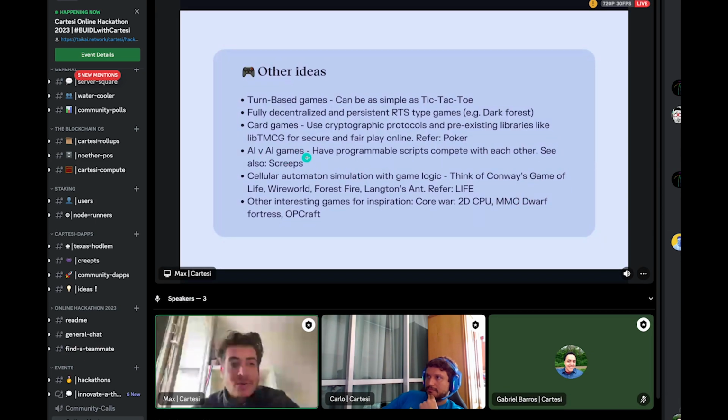AI versus AI games is what we just discussed with Ultra Chess. Stuff like cellular automata, simulations with game logic like Game of Life, Wireworld, Forest Fire, etc. And then there are other inspirations like Core War, a 2D CPU, some old school games that, given Cartesi's programmability, could be easy to port and would attract a lot of attention, I think, in terms of players who have this desire to play these games on-chain. I feel like there are twists that you could also give them, and that could make them really interesting.